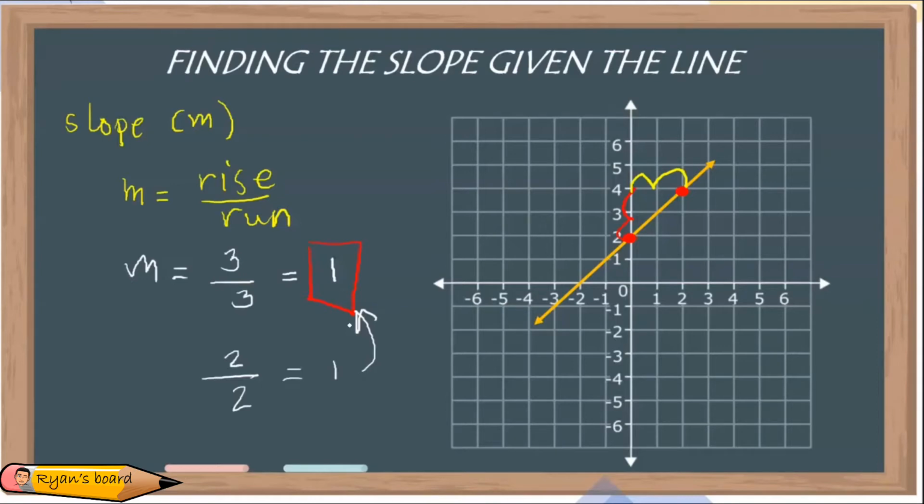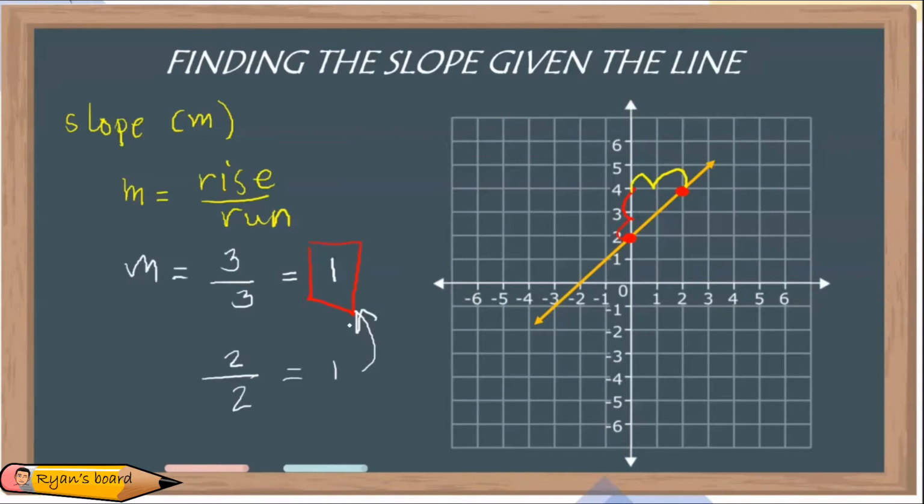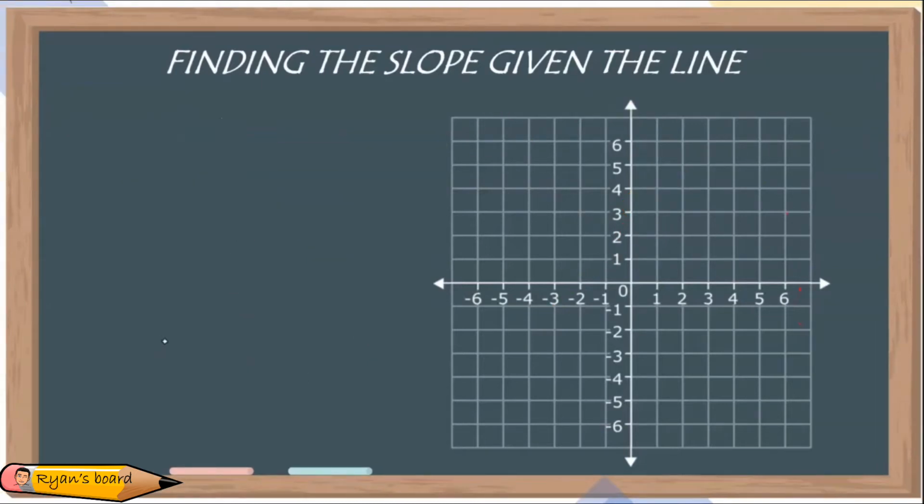Okay? Now, kapag malaki ang slope, ibig sabihin, mas matarik siya. Okay? So, kung 1 siya, tapos may isang graph, let's say, ang kanyang slope ay 1/2, mas matarik yung 1. So, the higher the slope, the steeper the line. Okay? Okay, let's have another example.